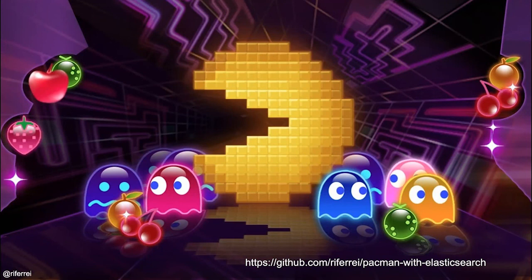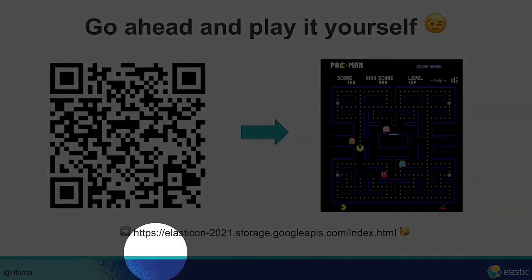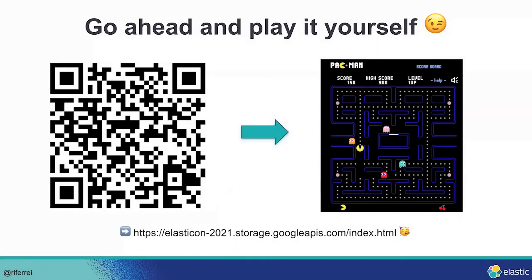But I invite you to play with this demo right now, and the only thing you've got to do is grab your tablet or phone and scan this barcode over here, and you're going to be brought to this web application where you can put your name or your alias or whatever you want to be called, and then you can simply start playing with the game. Or if you are watching this using a computer, you can use this URL over here called ElasticCon 2021 storage Google API/index.html. So this is a simple web application where you can play the Pac-Man game.